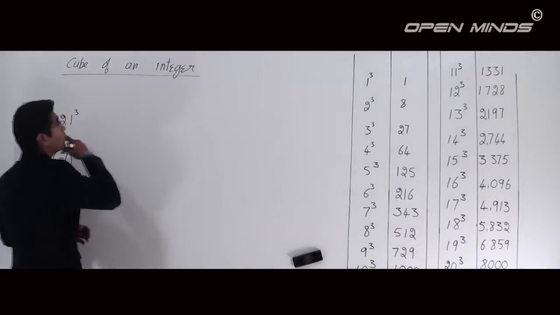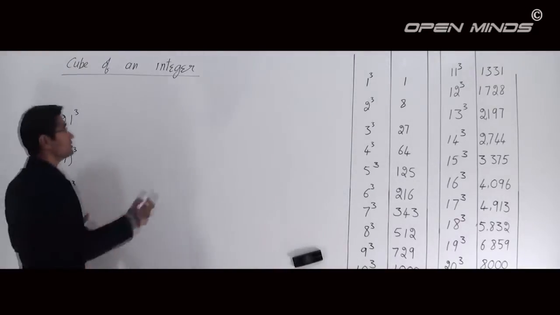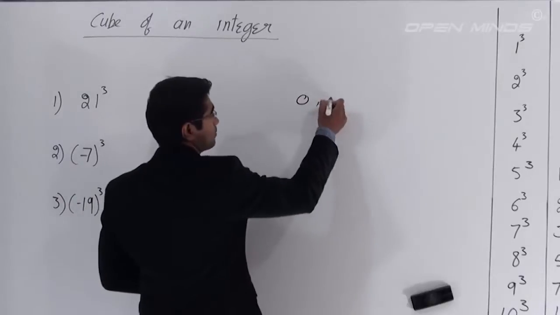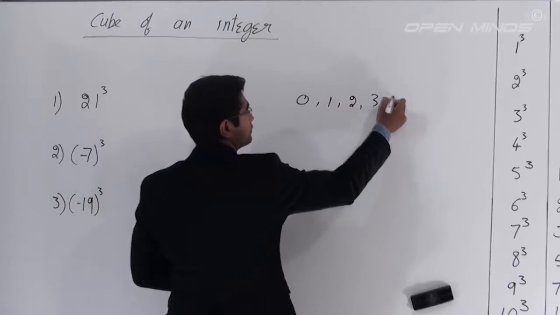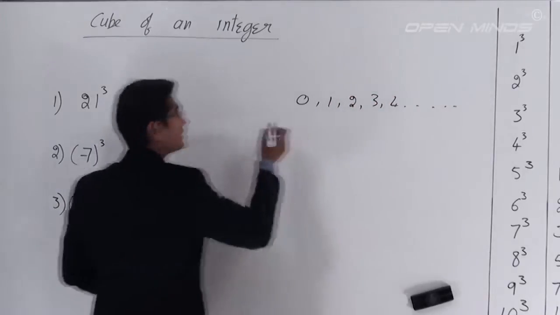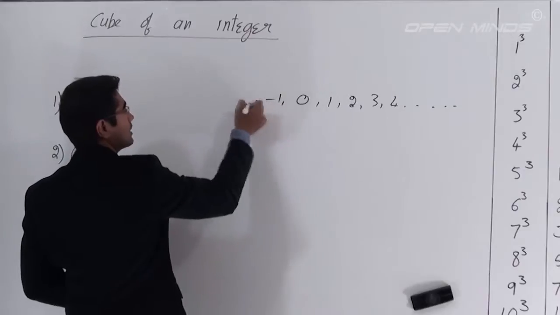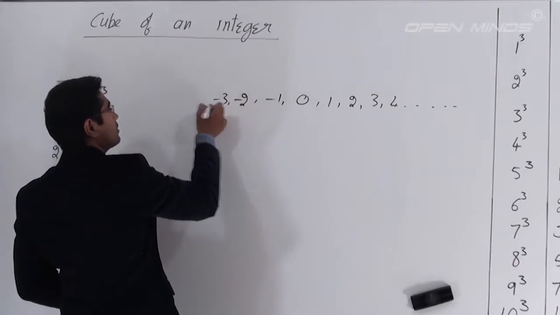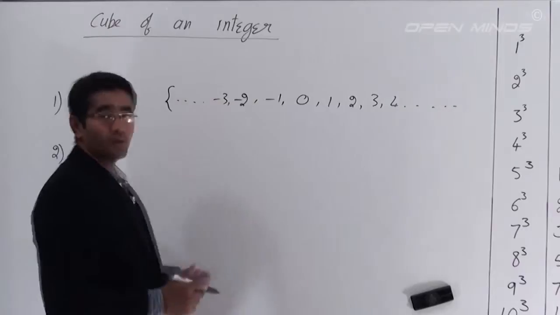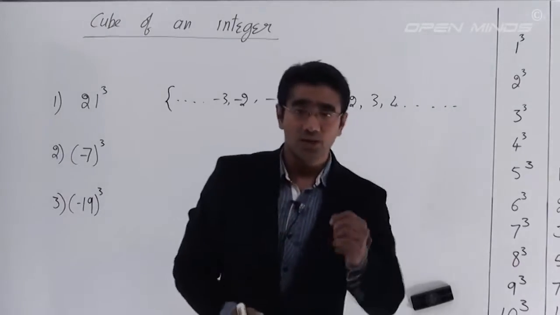Now look at that. Who are integers? Integers are these guys. They have positive numbers like 1, 2, 3, 4, and they go on till infinity. And you have negative numbers also, -1, -2, -3. All these guys are integers. Right, we understand that. Now what if I cube an integer?